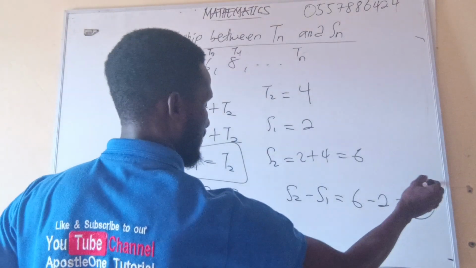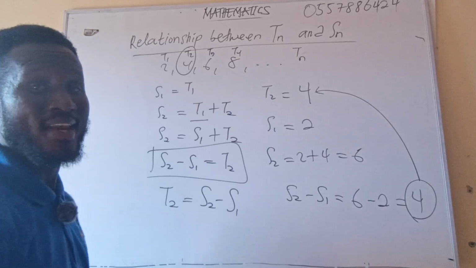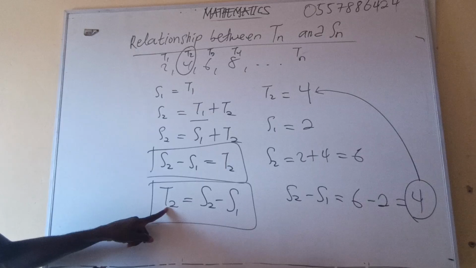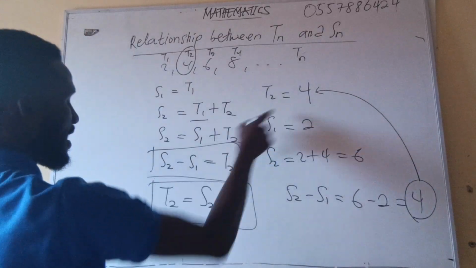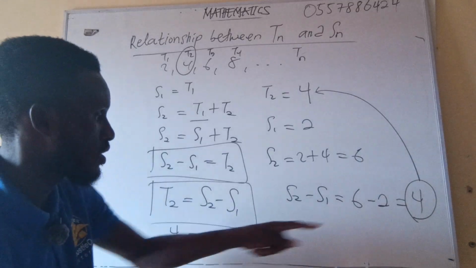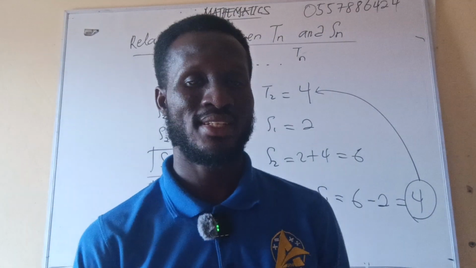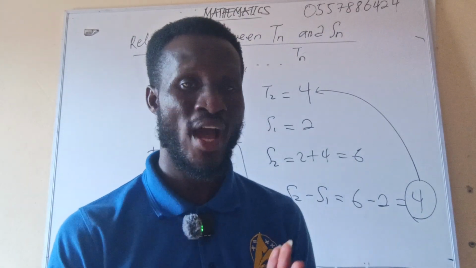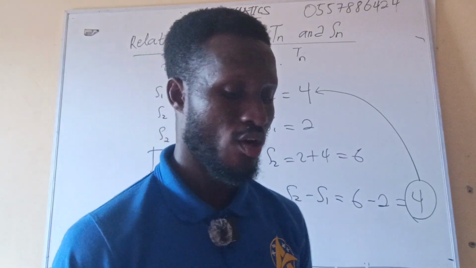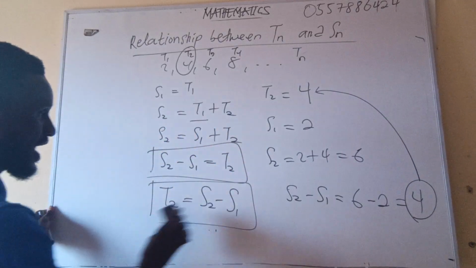Now, what is the meaning of the 4? Don't forget the 4 is the same as T2. So we can easily conclude that this particular statement is true, because T2 is 4, and S2 minus S1 is also giving us 4. I don't want to waste much time proving this, that's why I'm using numbers to prove it before I make a general conclusion. So follow me closely. This particular statement is true. Now let's look at something.